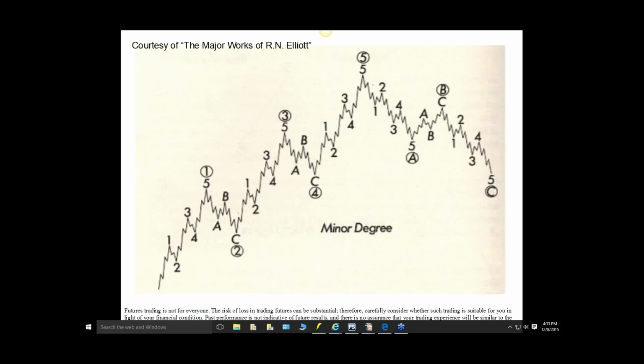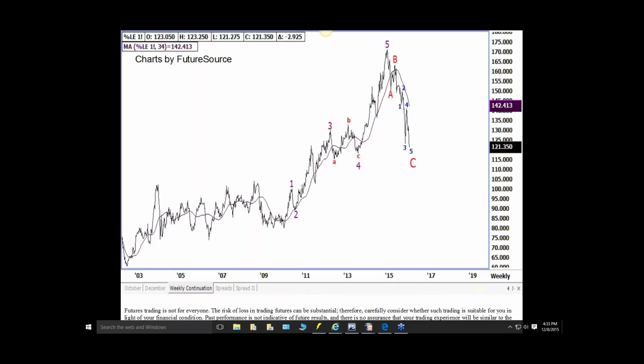The minor degrees are the smallest degrees, and we're going to get into this really hard and heavy when I get to the cattle market, because that's where a lot of the importance is. Trying to find a bottom in this cattle market to give a little bit of relief to some individuals out there. So this is the daily chart, weekly chart, continuation of live cattle.